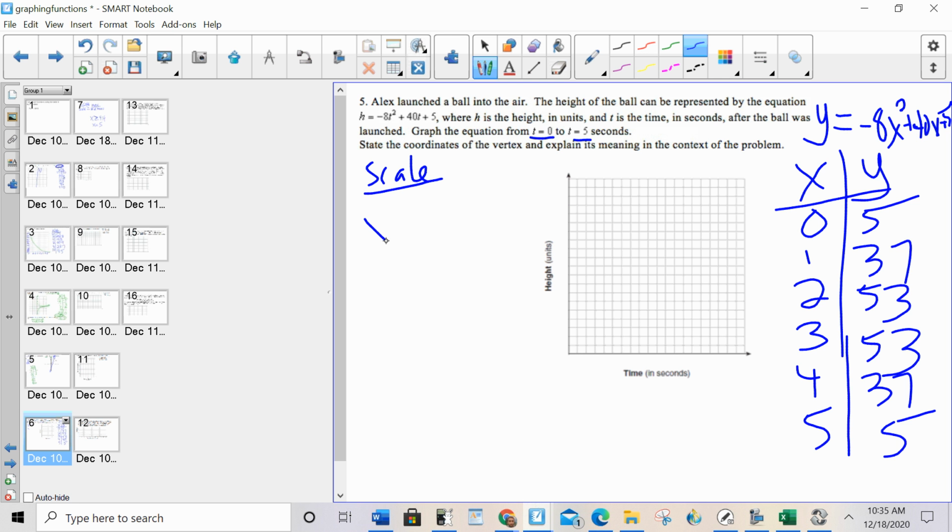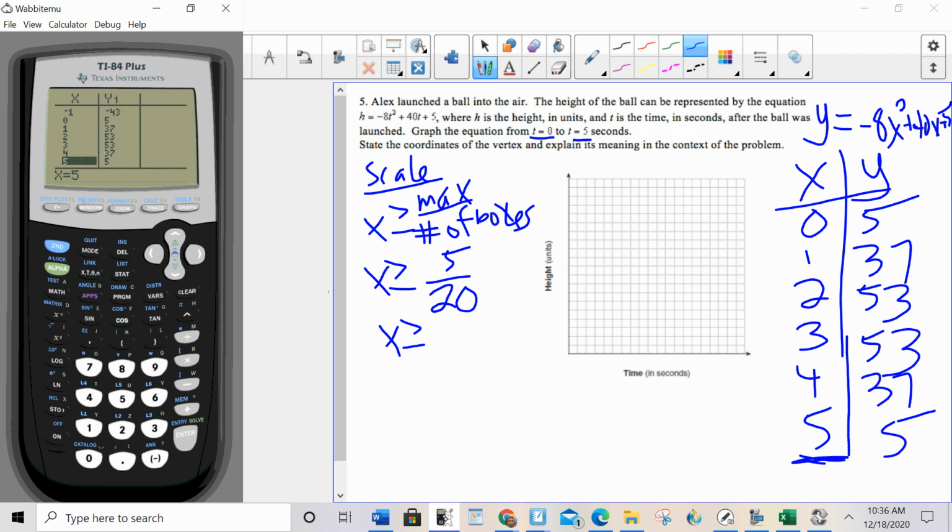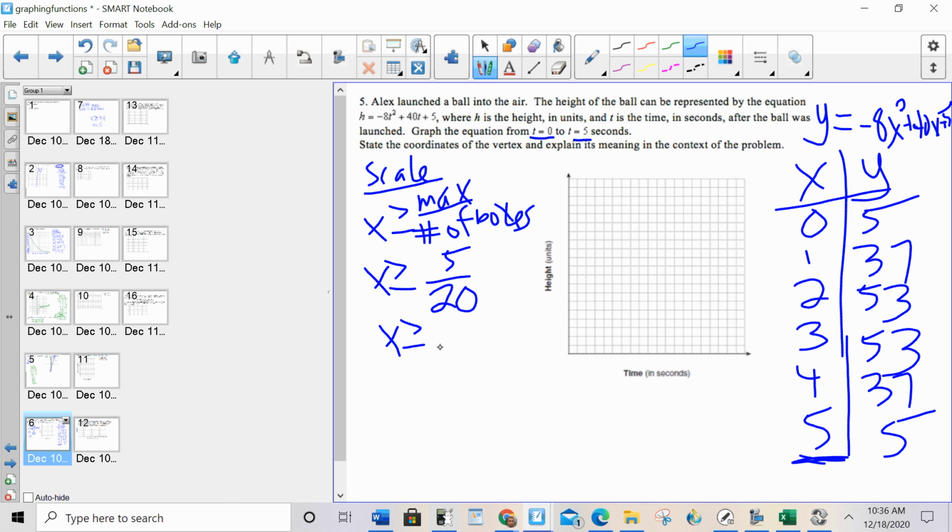Let's start with the x's. It's going to be greater than or equal to the max divided by the number of boxes. So for the x, the maximum x value is 5. The number of boxes, it's going to be hard for me to count in this little graph here, but I'm just going to tell you that I know that the answer is 20. So now you can go to your calculator and divide them. 5 divided by 20. On your paper it's not annoying to count, but on my computer it's a little annoying to count. I get 0.25.